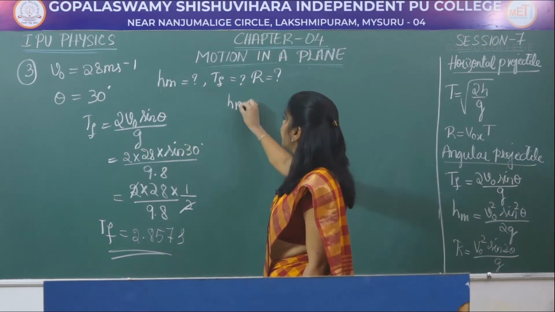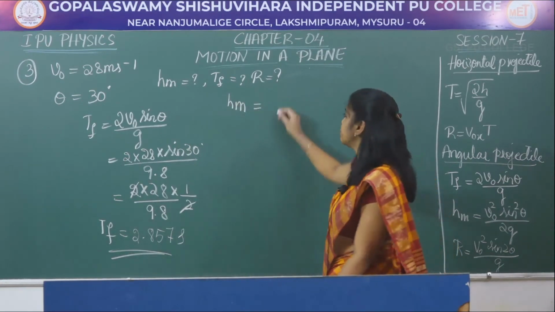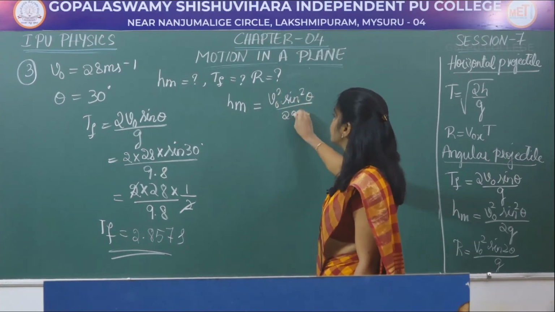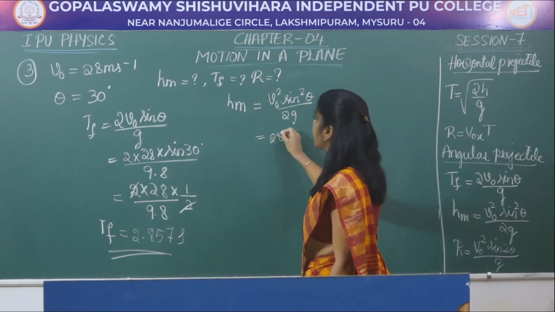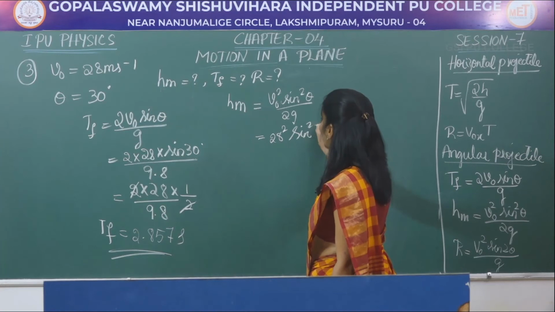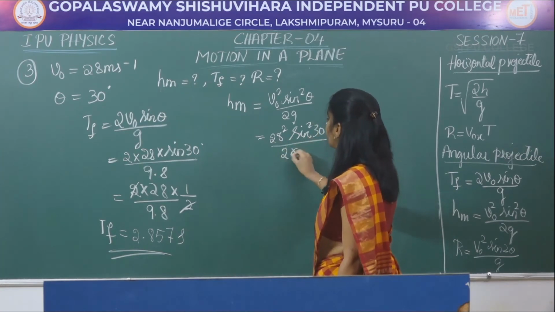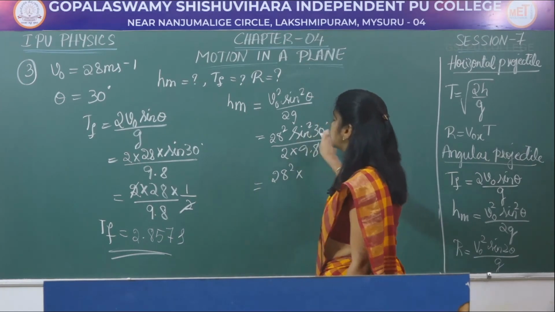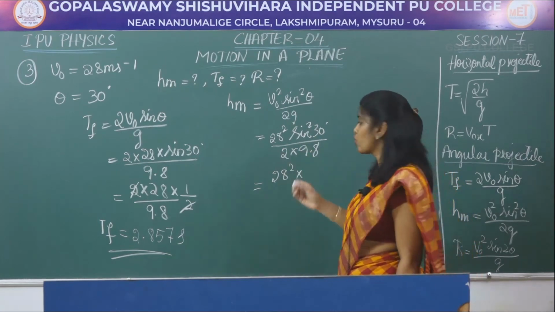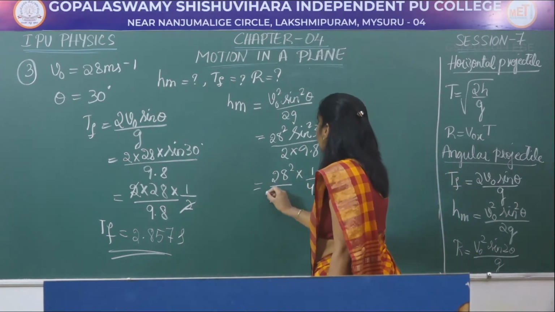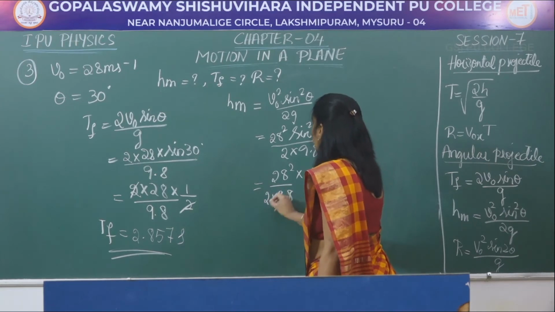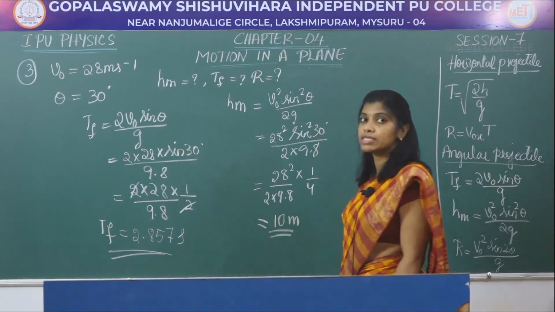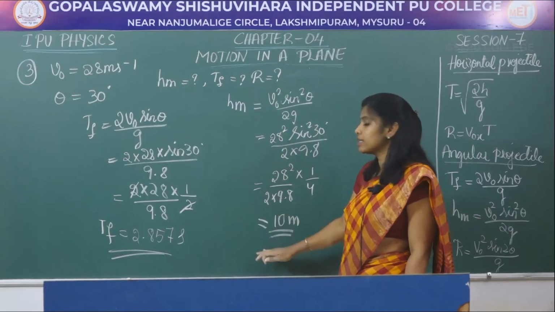Next, let us find out the maximum height. The maximum height is given by the formula V naught square sin square θ by 2g. So this is equal to 28 square into sin square 30 degree divided by 2 into 9.8, which is equal to 28 square into sin 30 is 1 by 2, whole square is 1 by 4, and that is divided by 2 into 9.8. So this gives me 10 meter. The maximum height reached by the object is 10 meter.